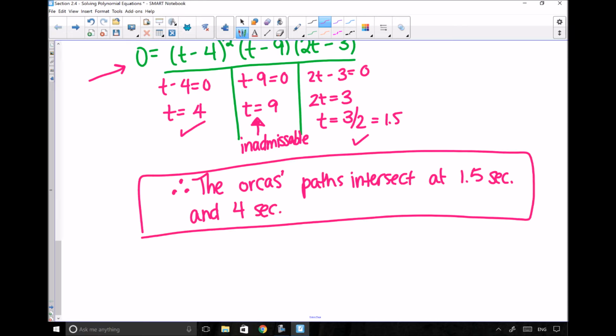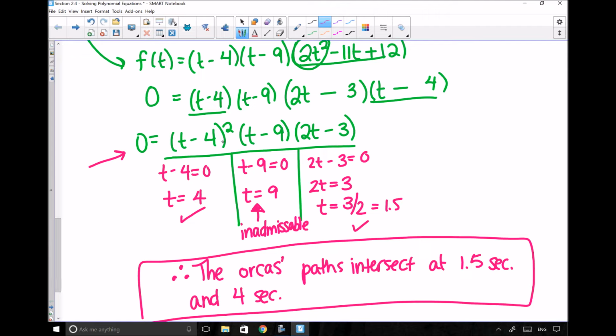Okay, so don't forget that when you have a bunch of factors multiplied together to equal 0, you can set each factor equal to 0. That's why we make it equal to 0 here, so we can go ahead and solve our equation if we have an equation that needs to be solved. Okay?